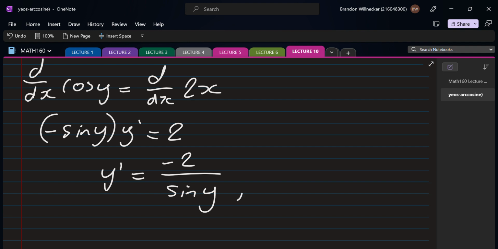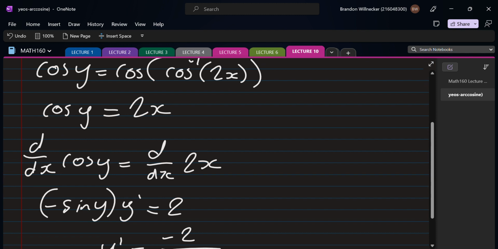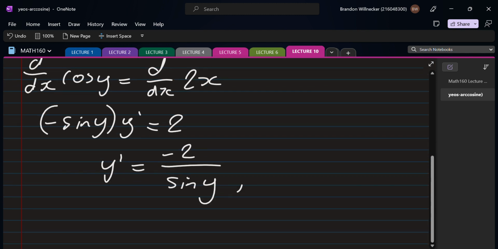And how do we do that? Well, we look at what we've got. We've got cos y is equal to 2x. Here we have sine y. We want to write it as cos y. We have it as sine y. We know the relationship between the two. We can use that. So put the working on the side.